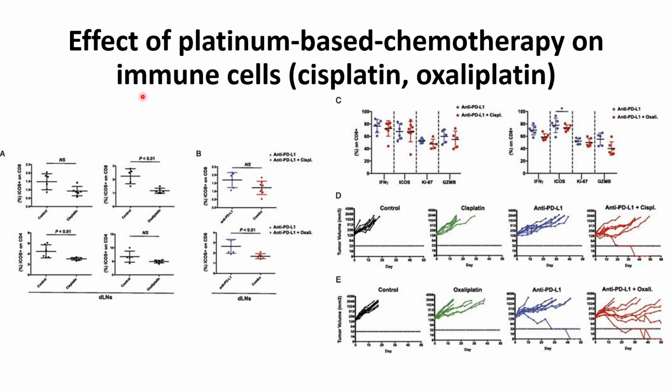So next, they need to check whether this chemotherapy agent has a similar effect. If the chemotherapy has a similar effect with different chemotherapy agents, so next they check the platinum-based chemotherapy on the immune cells, and they use two different ones, cisplatin and oxyplatin chemotherapy. So when they use this cisplatin, they can see similar things, that the CD8 plus T cells at the draining lymph node got decreased, both in the case of cisplatin and oxyplatin.